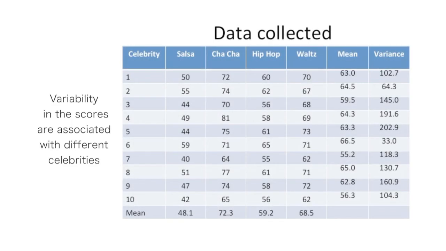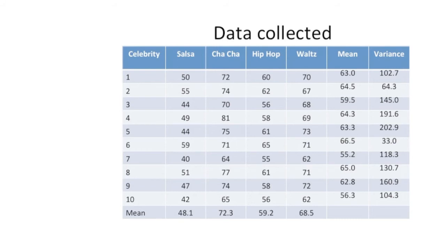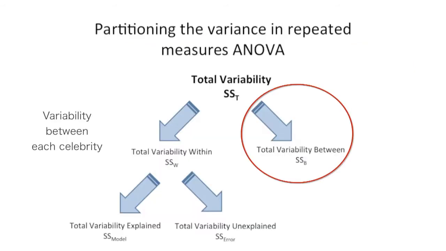Regardless of the amount of variance, an ANOVA divides into two separate independent parts. Each part's associated with a different source. If you look again at the data that's been collected, you can see that the variability in the scores is associated with different celebrities. You can see this in the rows. There's a lot of variability for celebrity 1 to celebrity 10 for salsa. For example, the mean salsa score was 48.1, but celebrity 7 scored 40 in the dance, and celebrity 2 scored 55. So there's variability between each celebrity.